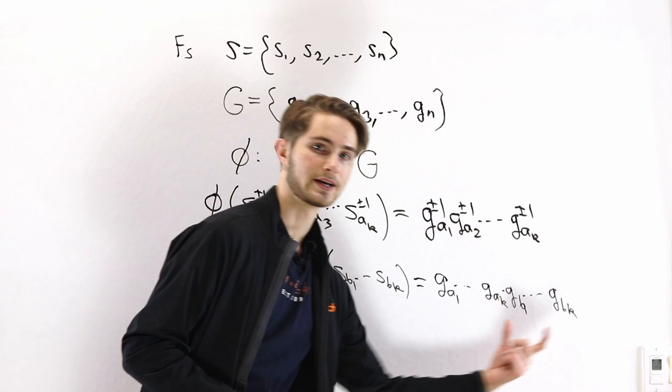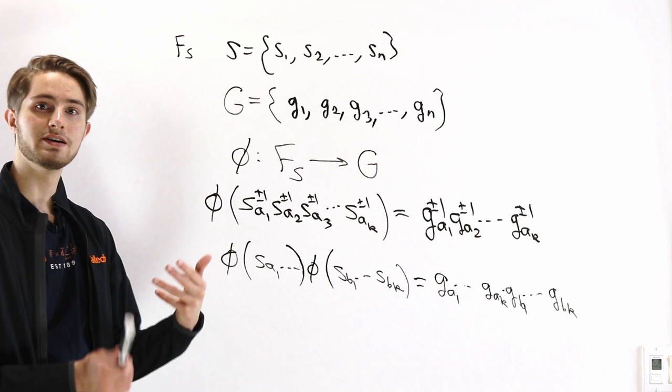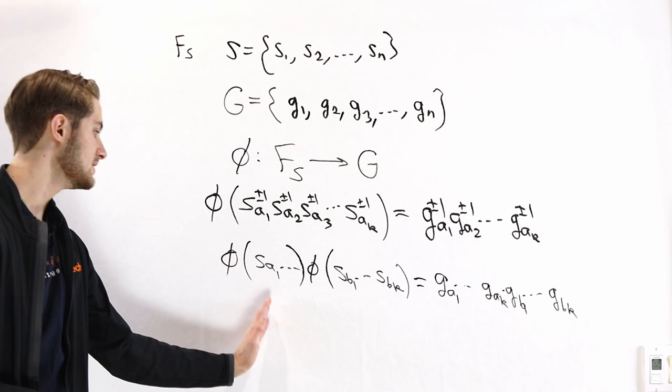So really, if we split it up into two different evaluations here, we're going to get the same product at the end. And that's the definition of a homomorphism, that phi of x times y is equal to phi of x times phi of y. So we have that this phi is a homomorphism.